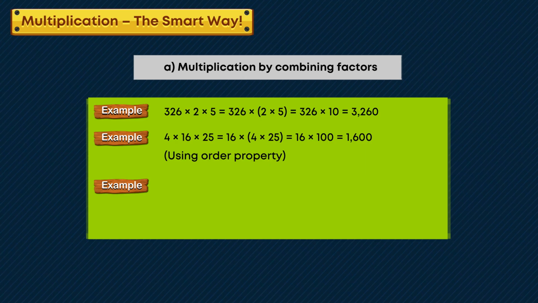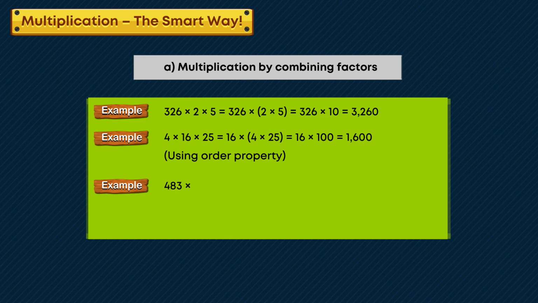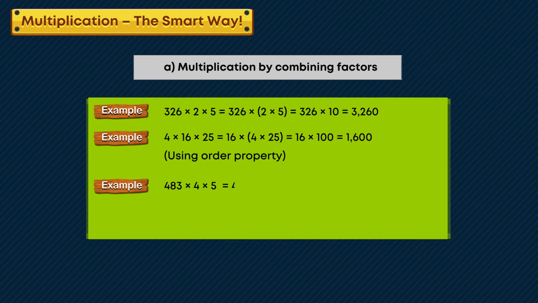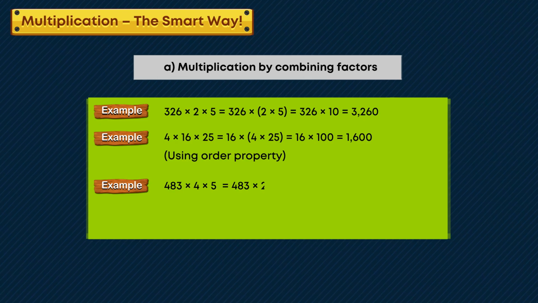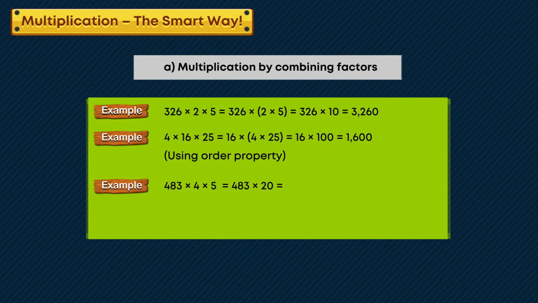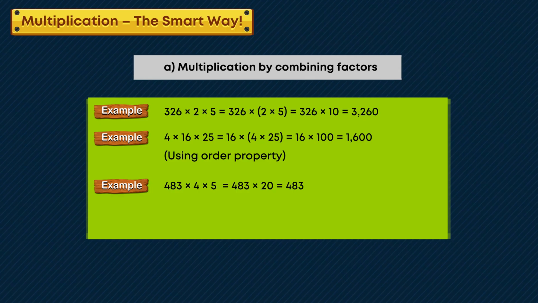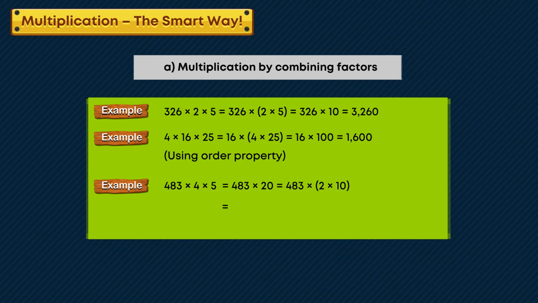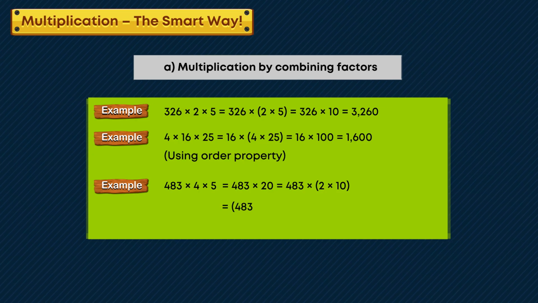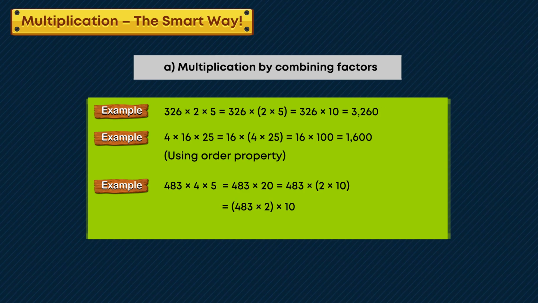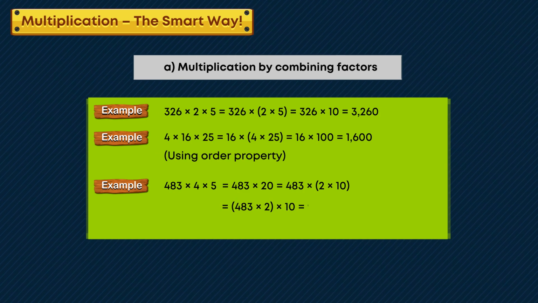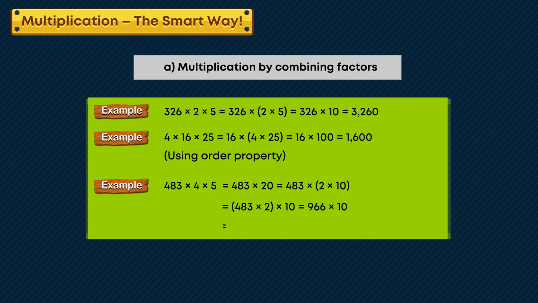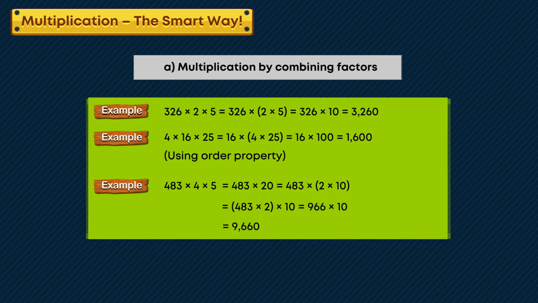Example: 483 into 4 into 5 is equal to 483 into 20 is equal to 483 into 2 into 10 is equal to 966 into 10 is equal to 9660.